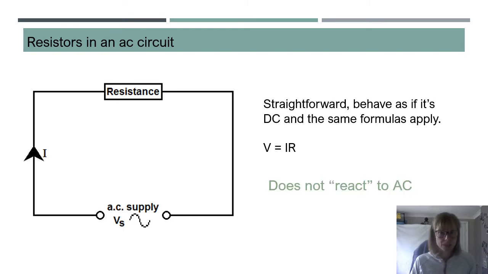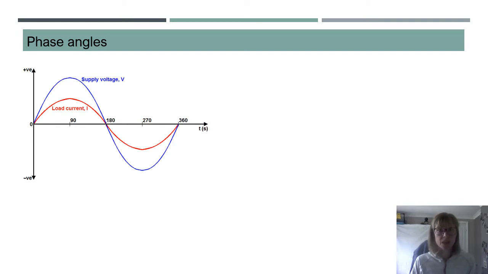Okay, and because they're such straightforward components, it's a good opportunity to talk about the phase difference, because I think that term can throw some people. And the phase angle is referring to whether the supply voltage and the current are in phase, as in, do they peak at the same time?